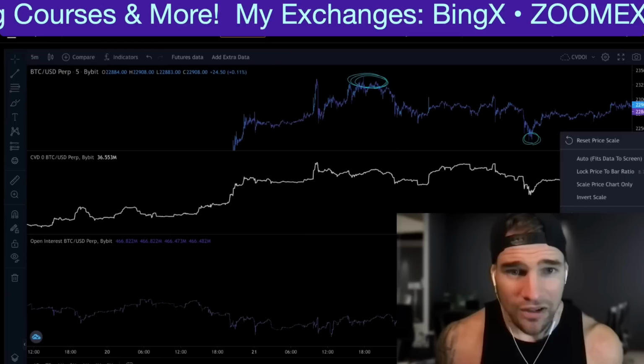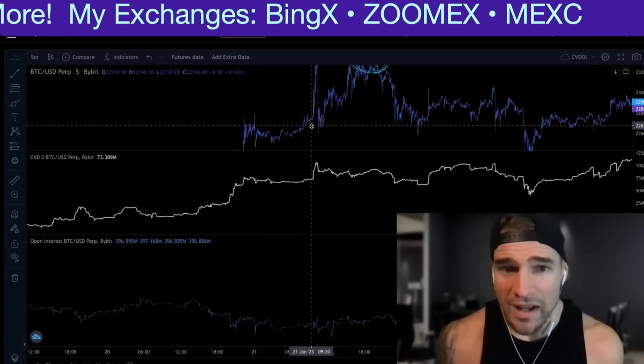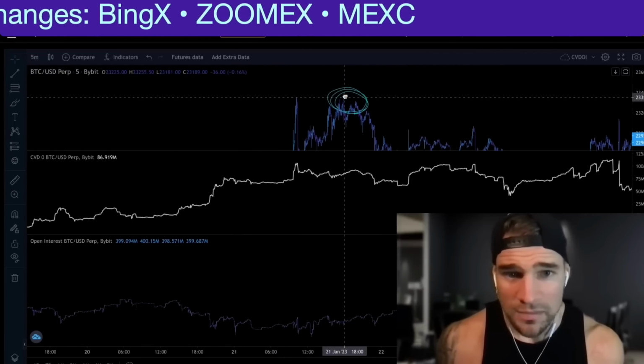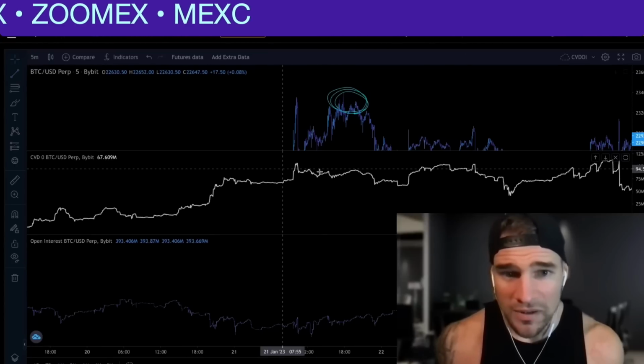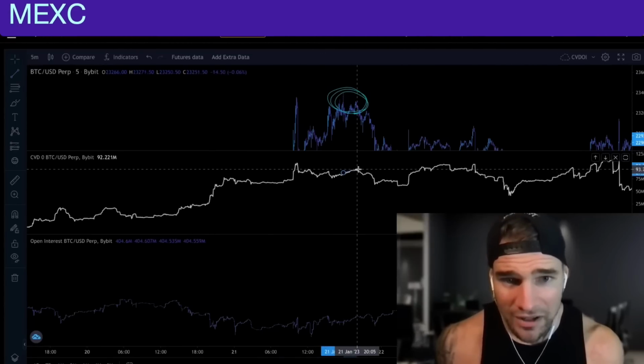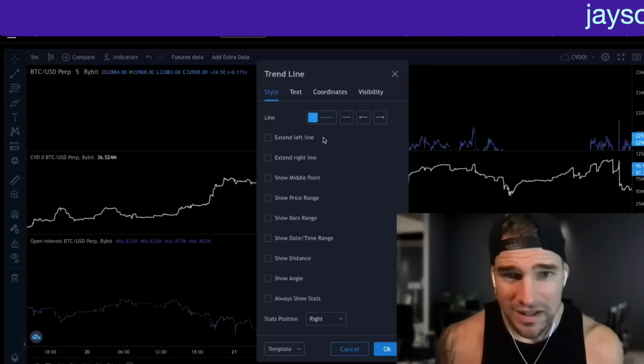We can see that as we came up and as we put in our first high, this big wick right here, we saw CVD from that wick getting higher. Okay, let's make this trend line nice and thick so that we can see.